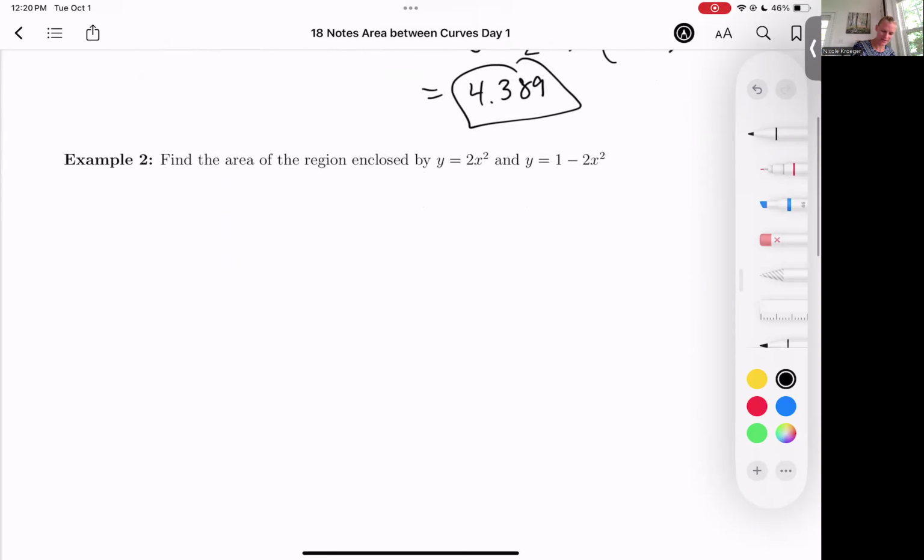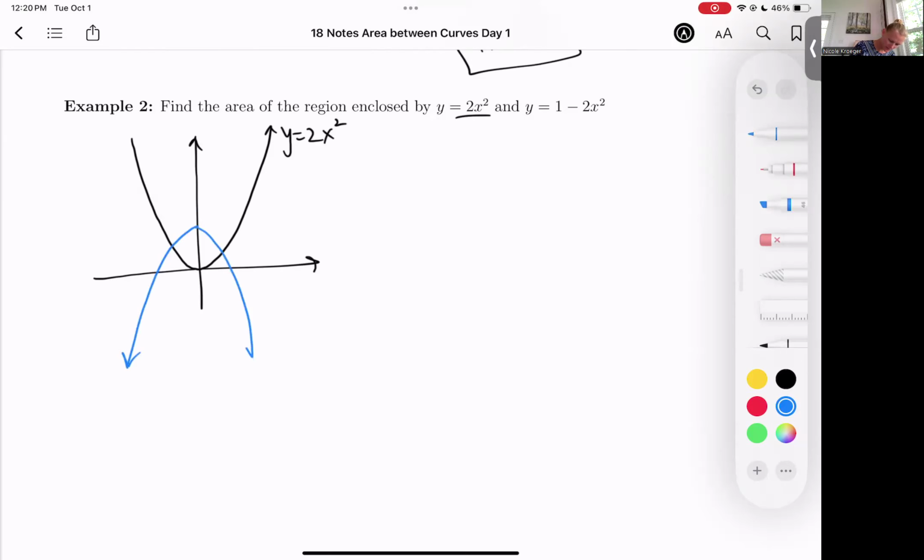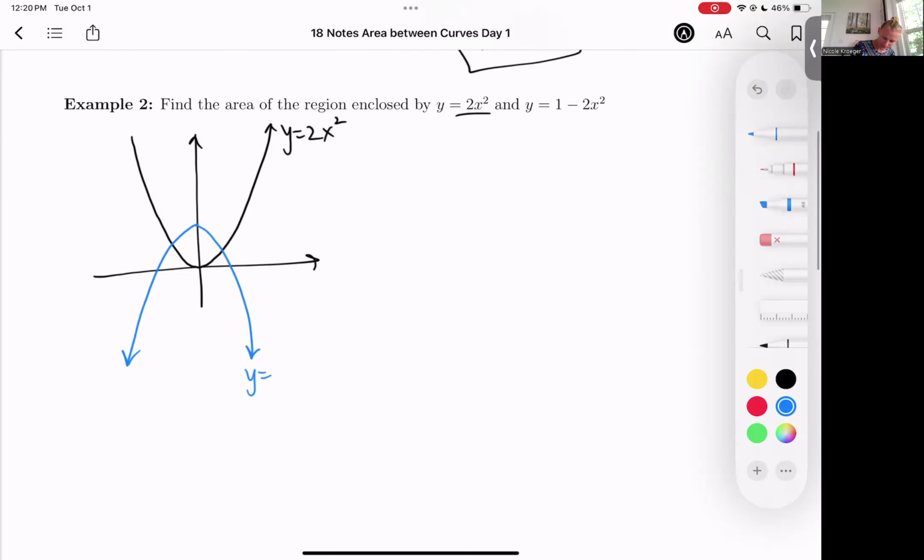Okay. So try this next one. Again, start with the graph. So 2x squared is a parabola. And 1 minus 2x squared is an upside down parabola that's slightly shifted upwards. And so the region that we're looking for the area of is this one here.